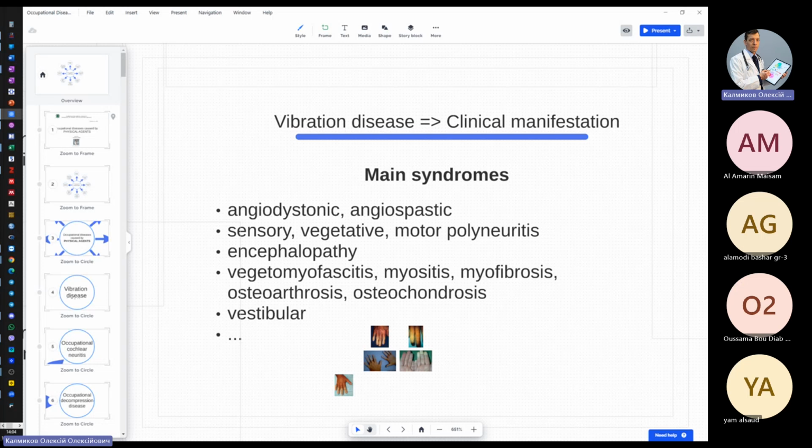Then polyneuropathia or polyneuritis: sensory, vegetative and motor, but usually it develops just like layers of each one. So primarily sensory, then on top of sensory there is also vegetative, then sensory, vegetative, and motor, not vice versa.